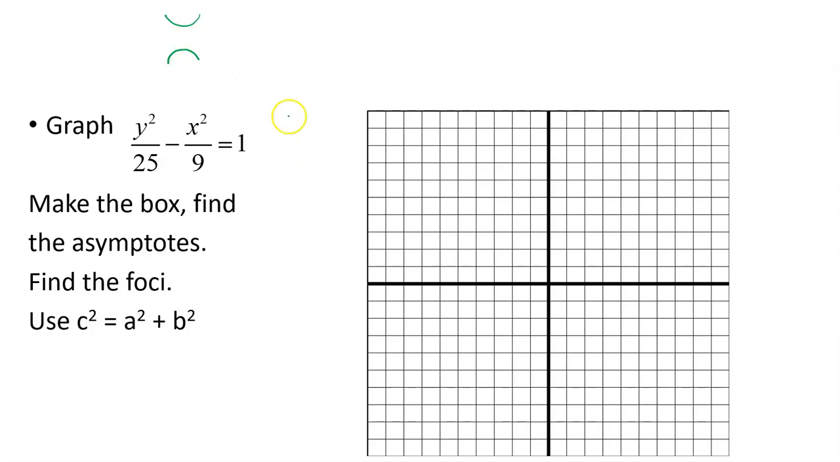In other words, this thing is centered at 0, 0, because it's just x minus nothing and y minus nothing. So y squared is over 25. Square root of 25 is 5. Go up 1, 2, 3, 4, 5. Go down 1, 2, 3, 4, 5. Then underneath the x's is 9. Square root of 9 is 3. So 3 this way, 3 that way. Corners of my box. Draw in the box.